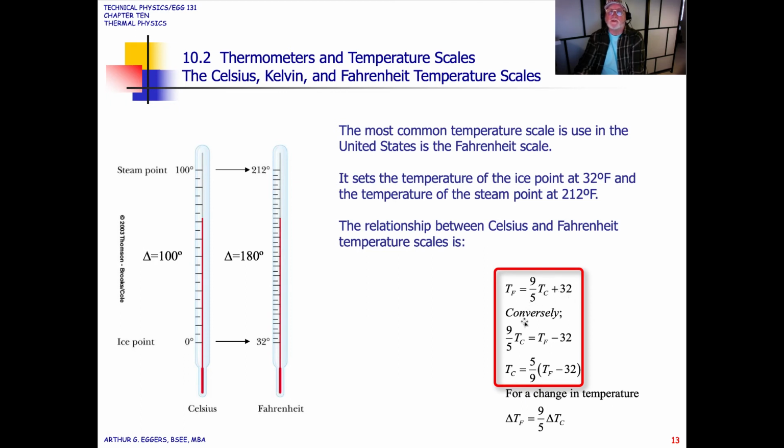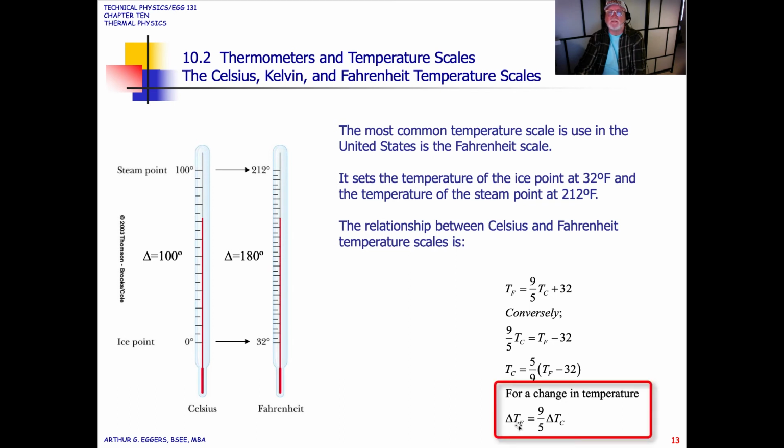Conversely, if we move our terms around, let's get temperature in Celsius to the other side, so we move Fahrenheit and Celsius to either side of the equation and solve for temperature in Celsius. Now we have 5/9 of the difference between Fahrenheit and 32. So this gives us then a change of temperature in Fahrenheit is equal to 9/5 of the change in centigrade. Sometimes we need to know the change rather than the absolute value.